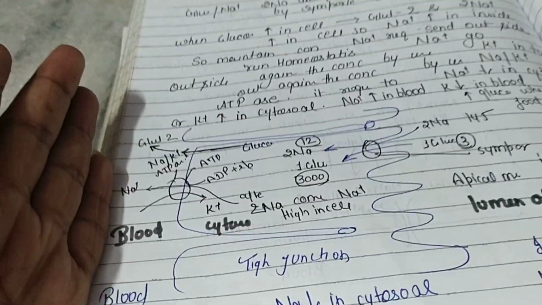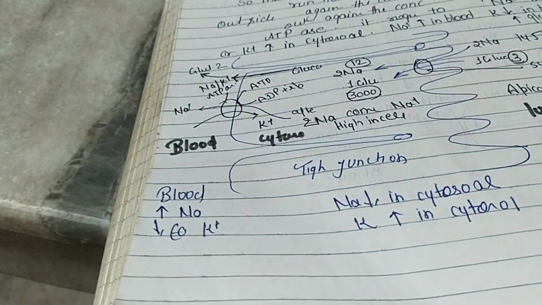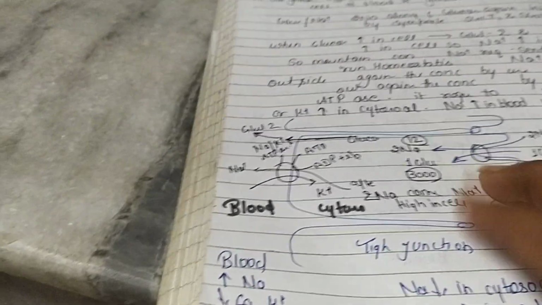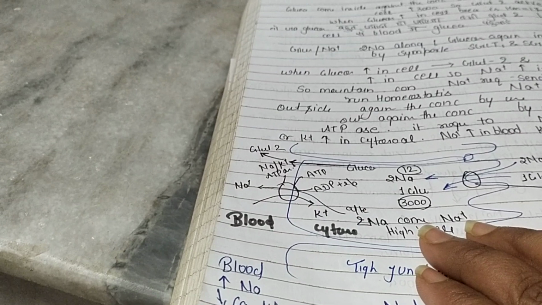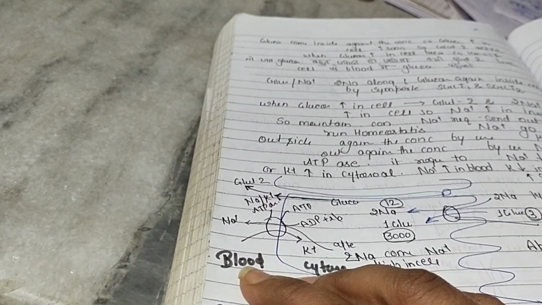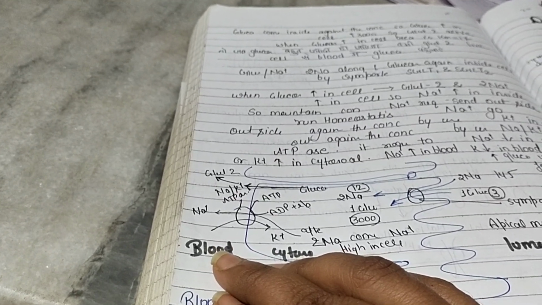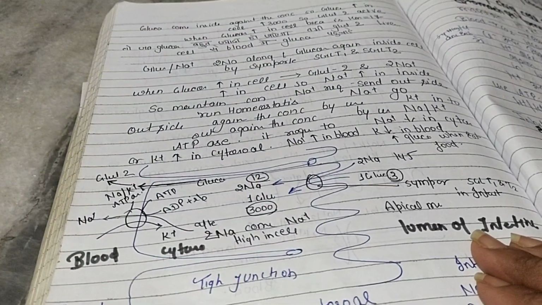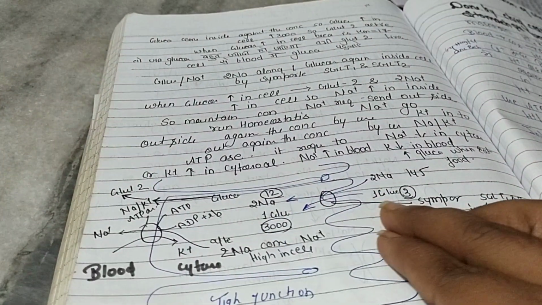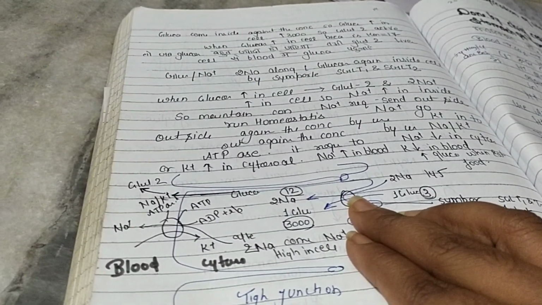How does the sodium potassium ATPase pump work? Here is the cytosol. We know the sodium ion concentration is low in the cytosol and potassium ion concentration is high in the cytosol. Blood has a high sodium ion concentration and low potassium ion concentration. In the lumen of the intestine, 2 sodium ions and 1 glucose come in: 2 sodium ions along the concentration, 1 glucose against the concentration.